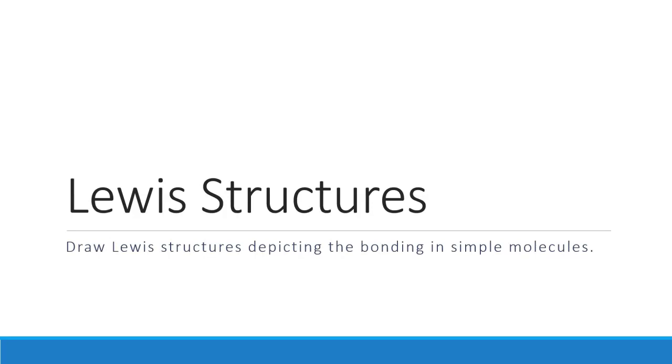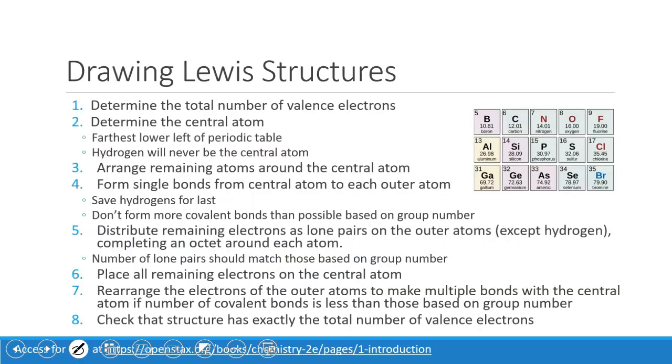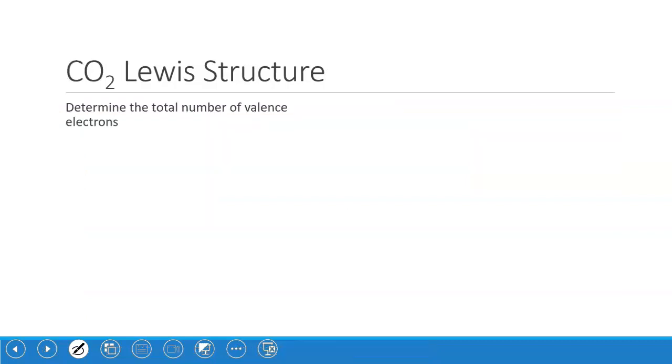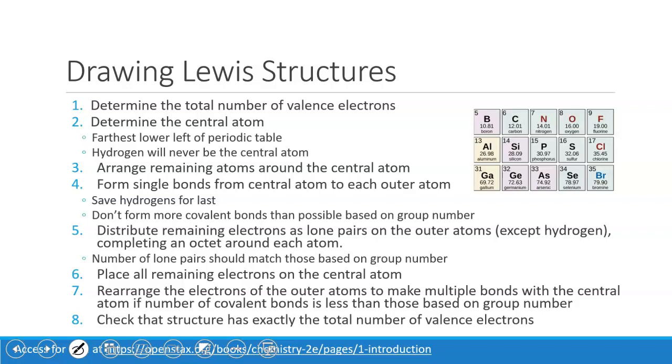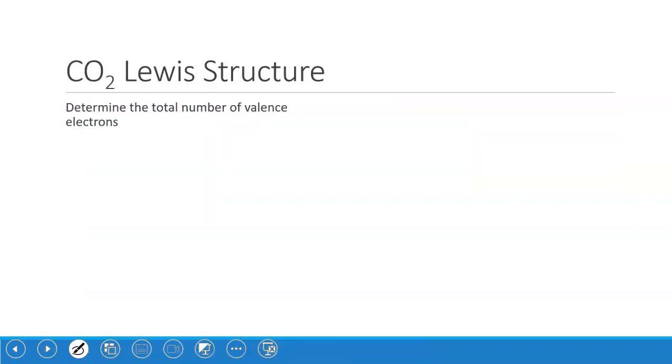Definitely check out the video right before this, where we go through the rules to Lewis structures and go over some basic examples. So the purpose of this video is to go into a little bit more complicated examples where we have multiple bonds or multiple central atoms. We're going to keep using this list that we went through before.